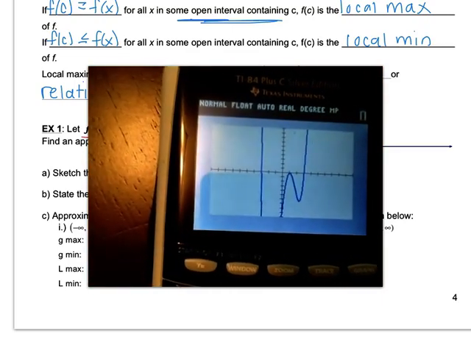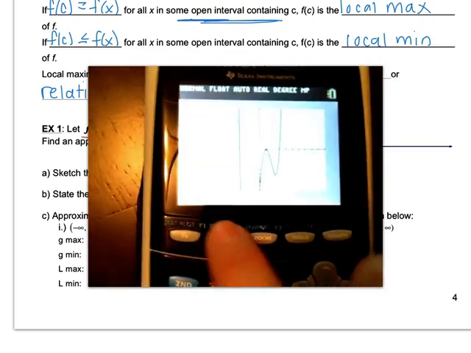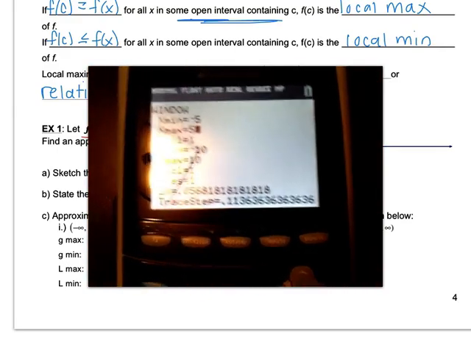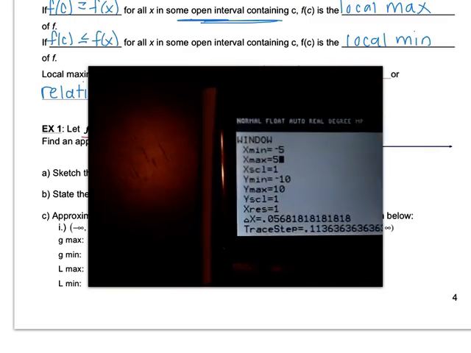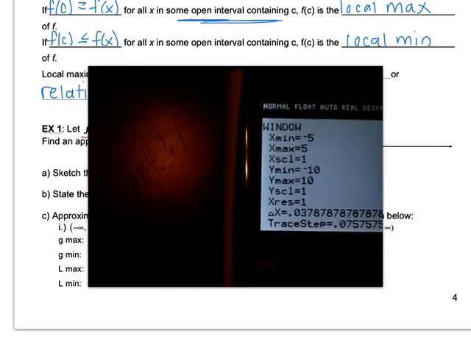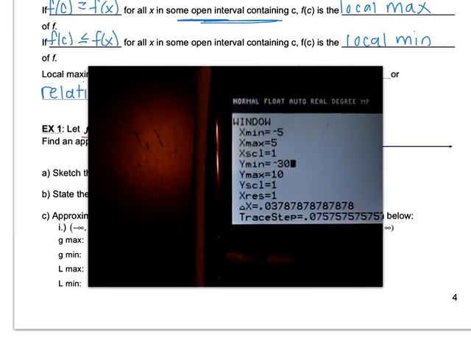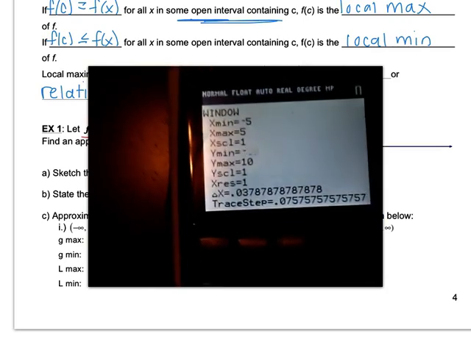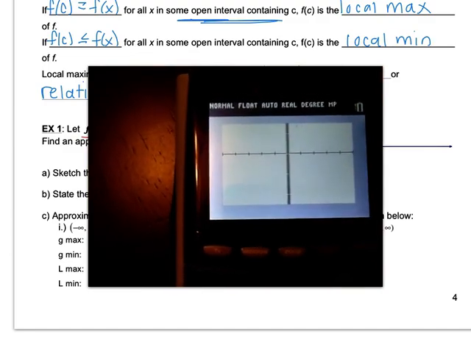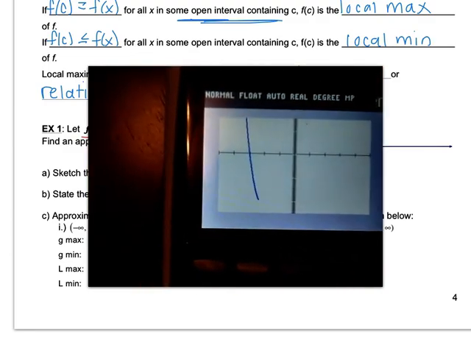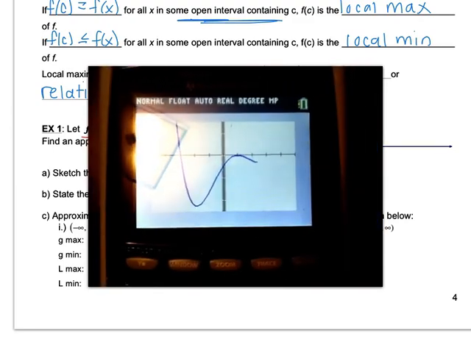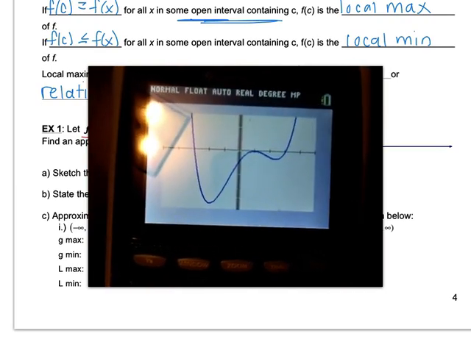So I'm going to change my window from x's to be -5 to 5. And my y's, I'm going to have that go down to -30 to see if I can get that whole picture. Actually, I'll go -50. And then I'll go up to 30. So there's a more complete picture of the graph. This way we'll be able to get all of those maxes and mins. All right.